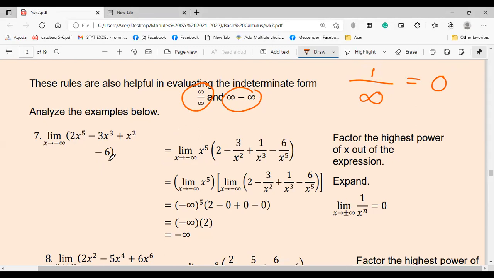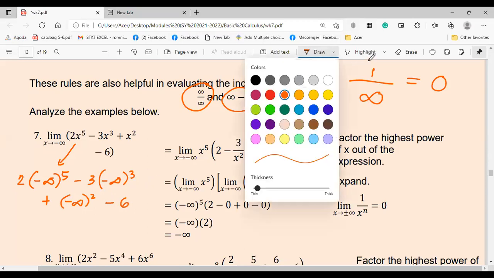And class, kailan ba madalas nagpapakita ang mga ganyang form? Una, pinapakita dito na hindi na nagkaroon ng inspection. You don't see any inspection right now. Pero subukan natin, we try to inspect. Halimbawa, hindi pa natin alam yung buong sagot. Then this will become 2 times negative infinity raised to 5 minus 3 times negative infinity raised to 3. Okay? And plus the square of negative infinity minus 6. Okay, so pwede na nating i-remove.